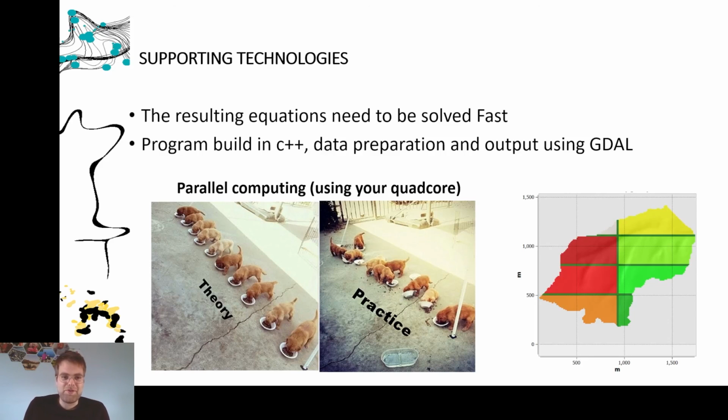And yeah, talking about supporting technologies, we try to solve them as fast as we can. That's also why we build it in C++ and do data preparation and output using GDAL. But as you might know from experience, parallel computing is easier in theory than it is in practice. So the results are pretty good, but there's always development and progress going on.